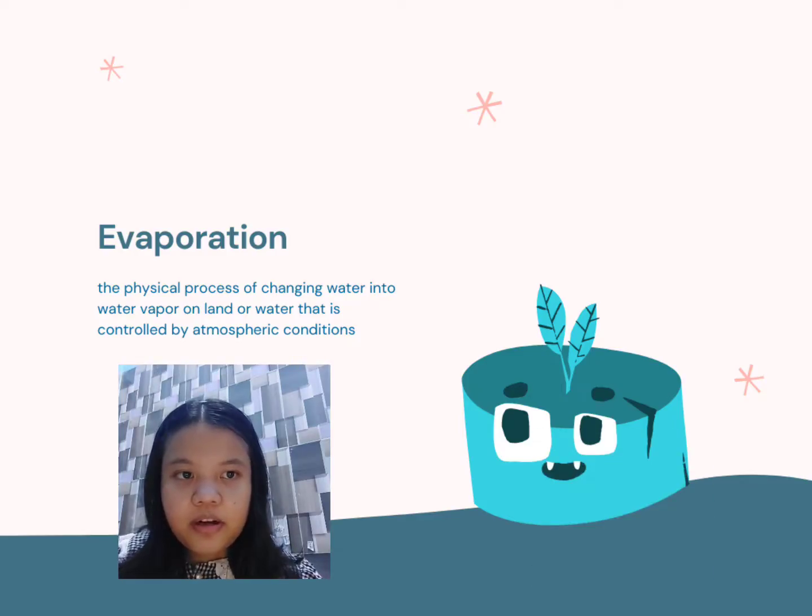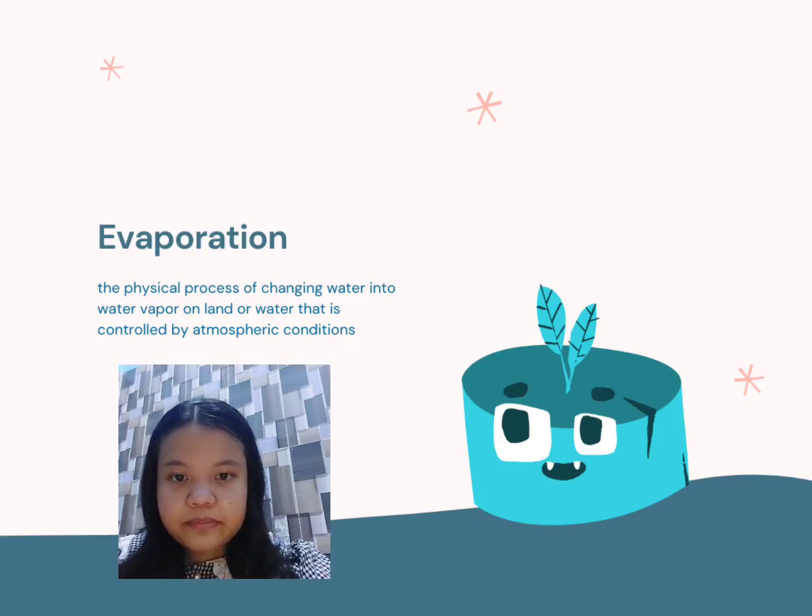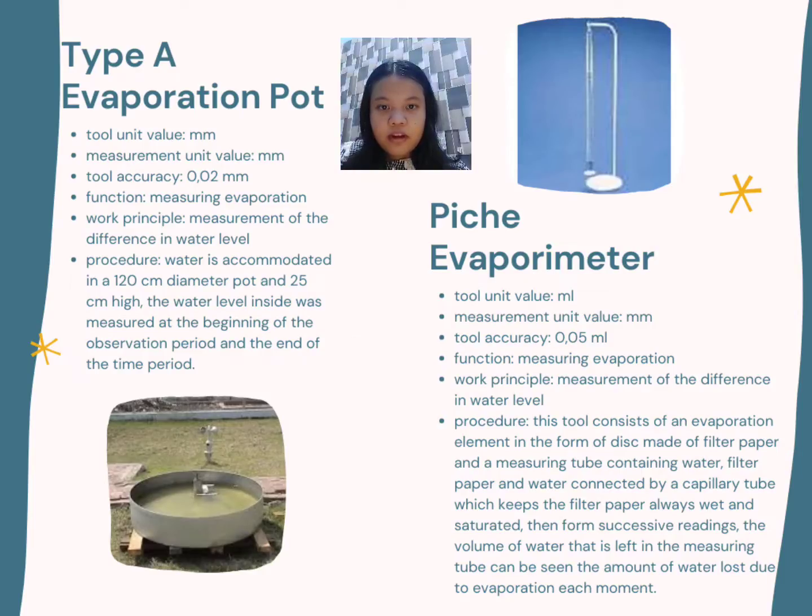The last is about evaporation. Evaporation is the physical process of changing water into water vapor on land or water that is controlled by atmospheric conditions. Evaporation has two tools that are the type A evaporation pot and the piche evaporimeter.